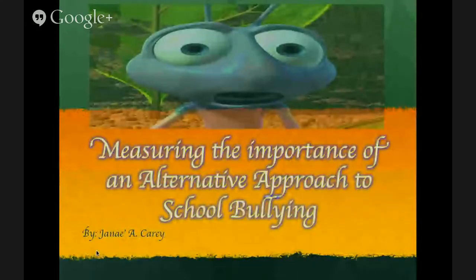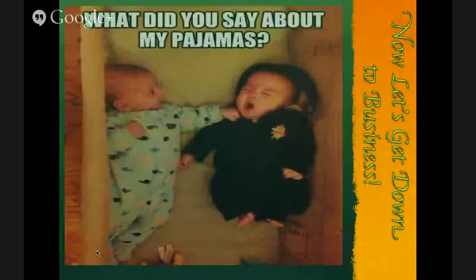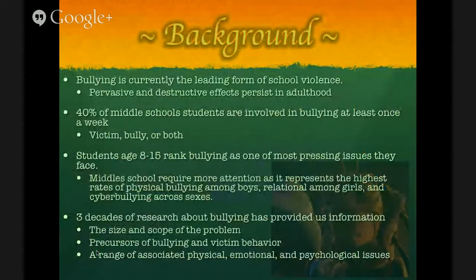Okay, awesome. Again, measuring the impact of an alternative approach to school bullying. Now, before we start, I thought I'd just open up with a little bit of humor, and let's get down to business. Bullying is currently the leading form of school violence. Its pervasive and destructive effects persist in adulthood.